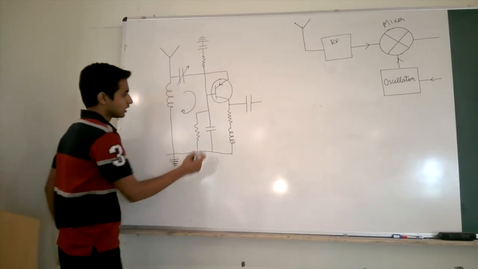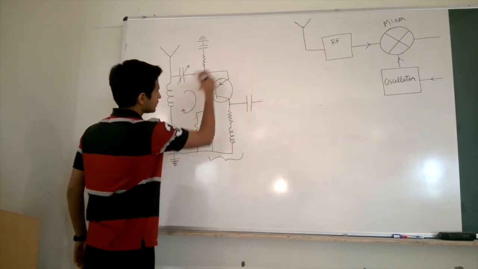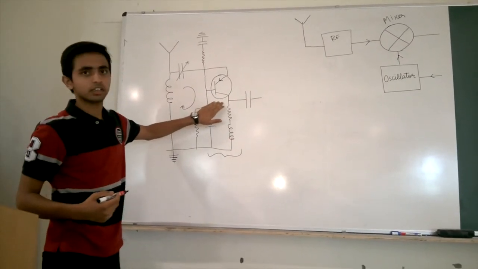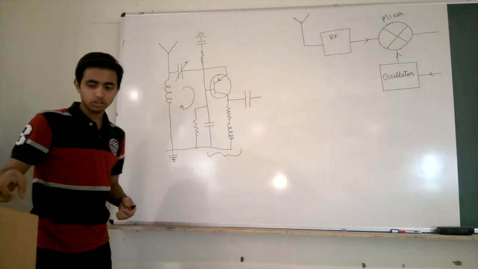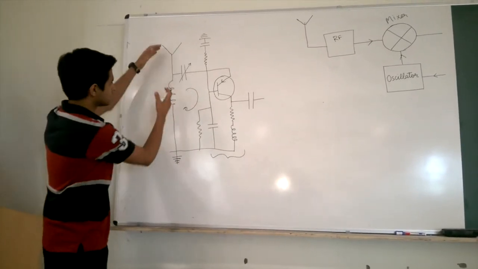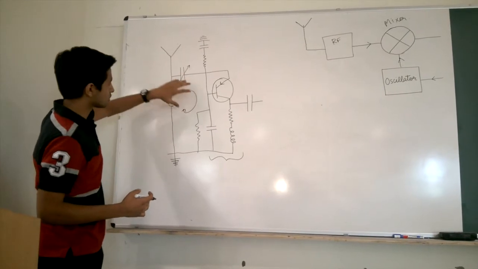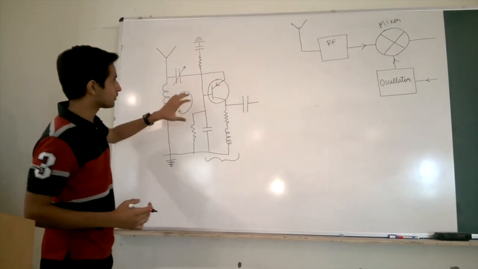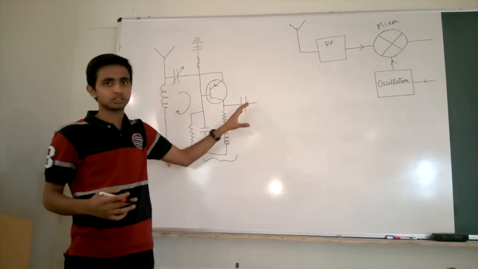And we can see that in this entire circuit, this BJT is in the active region and is acting as an amplifier. So what this circuit is actually doing is selecting the frequencies which are close to the resonant frequency of this LC circuit, amplifying them through this BJT, and then passing them on further.